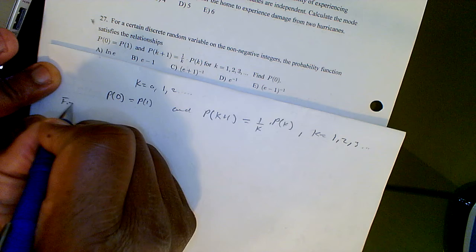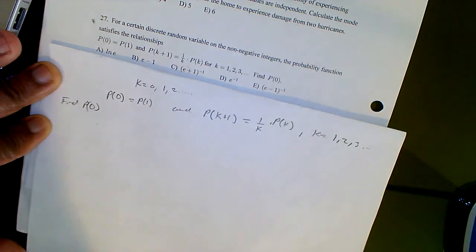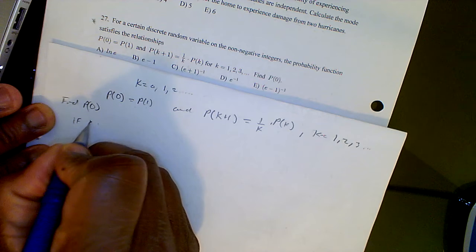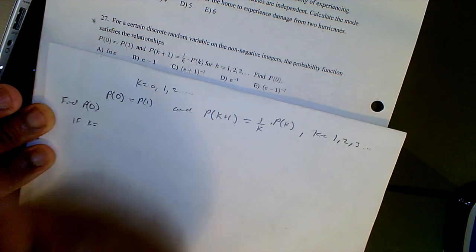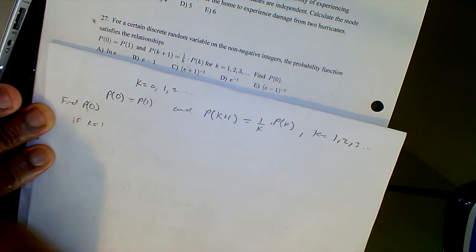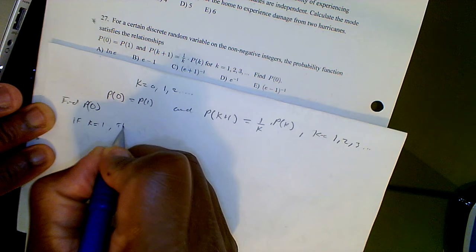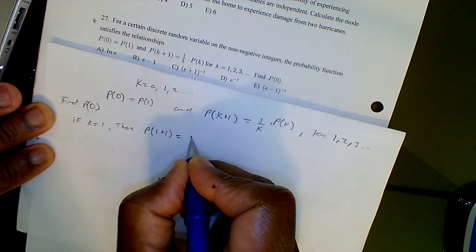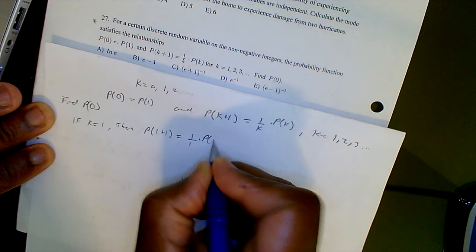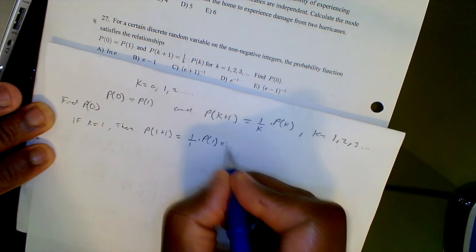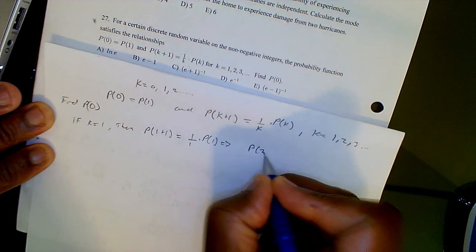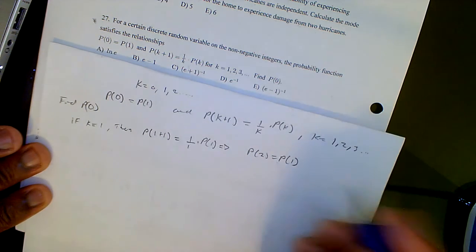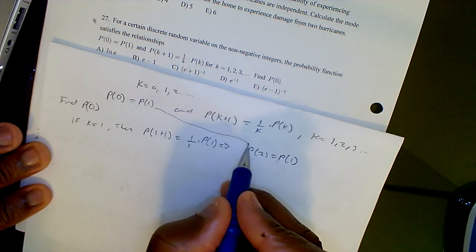Find the probability of 0. So if k is 1, then the probability of 1 plus 1 is equal to 1 over 1 times the probability of 1. And this is saying that the probability of 2 is equal to the probability of 1. So all of these are equal.